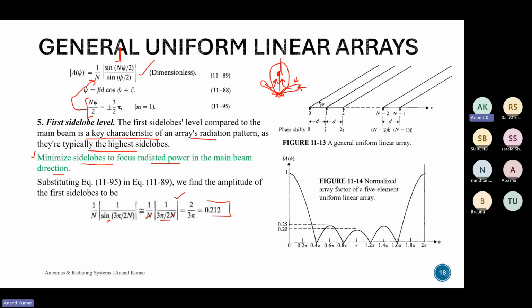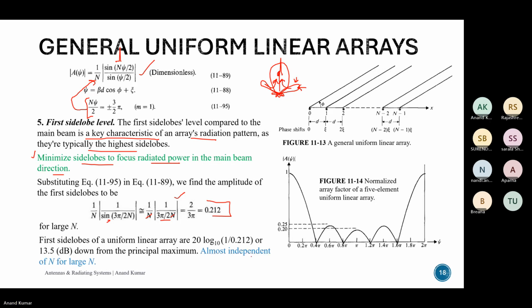The magnitude of this first side lobe level is almost independent of n for large n. So this would be 0.212, which is quite significant. Like if the main beam is 1, then the first side lobe is almost 20% power of the main beam.